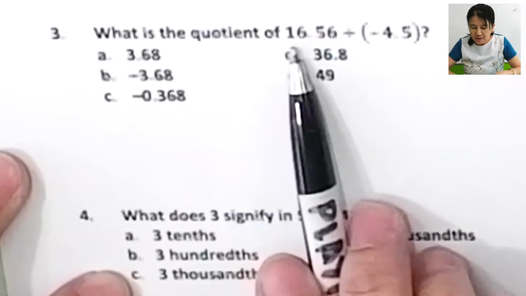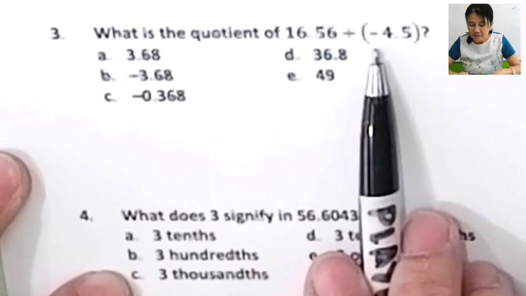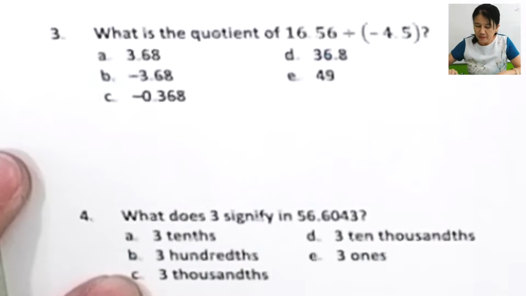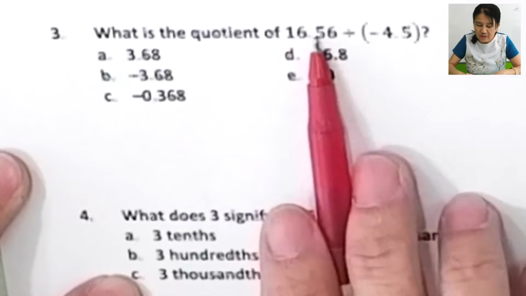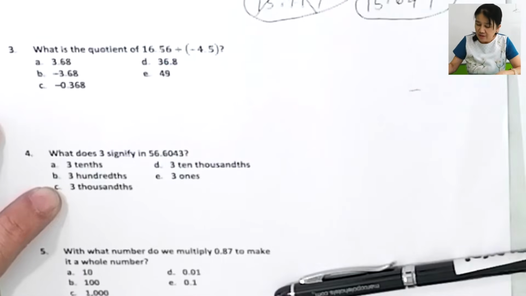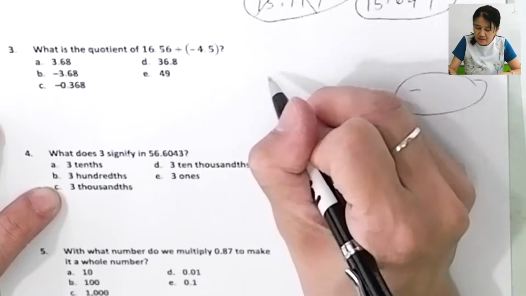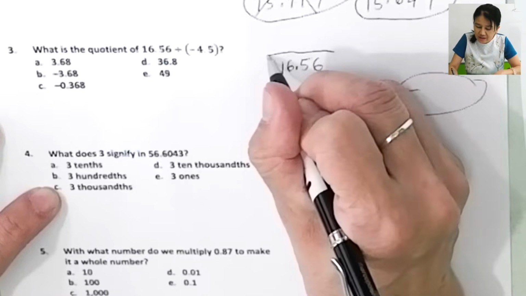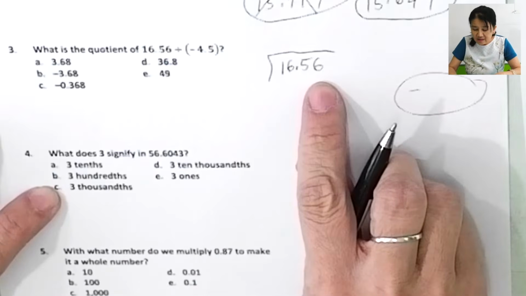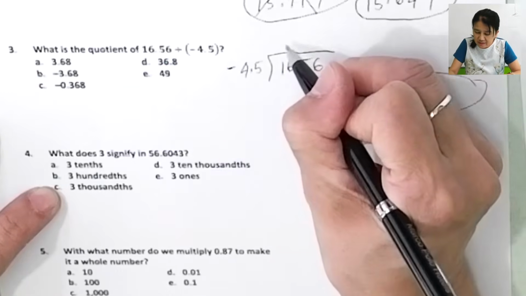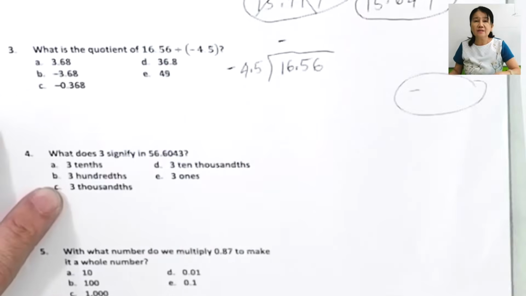Problem number 3. What is the quotient of 16.56 divided by negative 4.5? Okay, first thing to remember, positive divided by negative is negative. There, you write your answer immediately to be negative, so you will not forget. And then divide 16.56, or 16 and 56 hundredths, divided by 4.5.